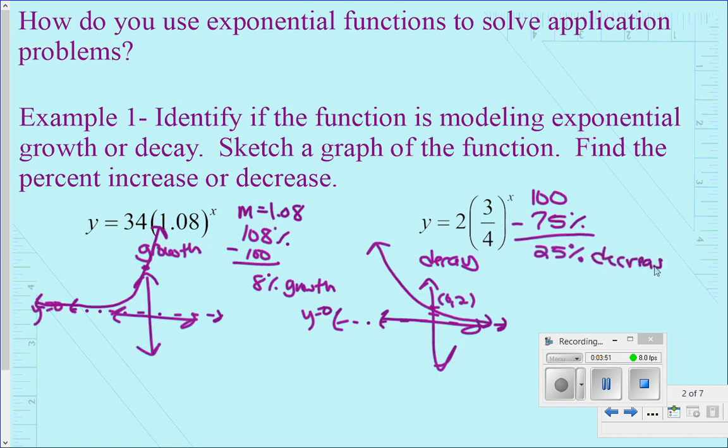Be careful with that. Common mistake students make is just change the 3/4 into a percent and say the answer is 75% decrease. You have to subtract that percentage that you get from the multiplier from 100 to get the percent decrease.